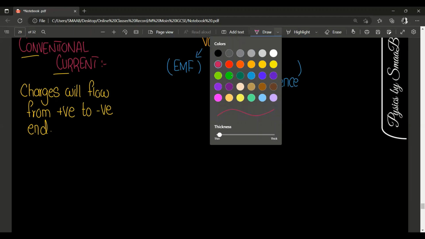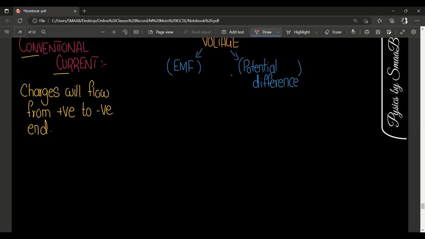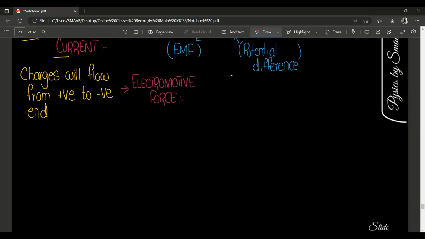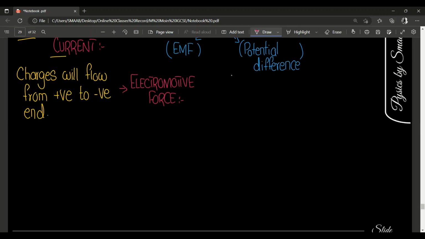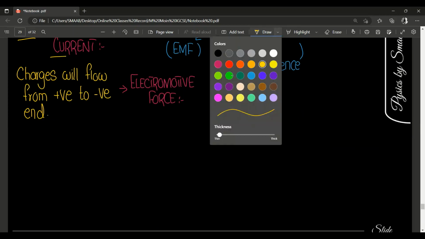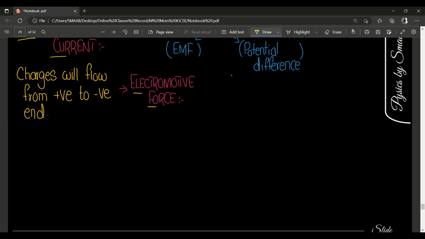So let's suppose there is a battery or a dry cell connected in the circuit. We are discussing electromotive force. From the name, we can easily identify that there will be a forceful push of charges, or there will be work done on charges, because force is there. So what is the basic phenomenon of electromotive force? Let's suppose there is a dry cell connected in a circuit.